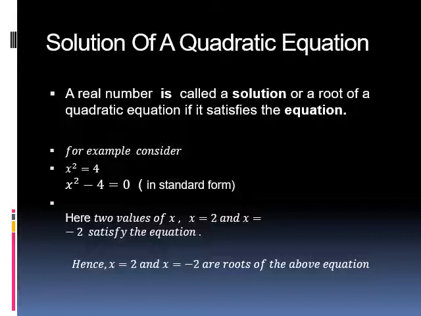Well students, we will understand the meaning of the word root using an example. Consider x squared equals 4. Yes, it is a quadratic equation, but we will first write it in the standard form by transposing 4 to the left hand side. So we have the equation as x squared minus 4 equals 0. If you note, the two values x equals 2 and x equals minus 2 both satisfy the equation. So we say x equals 2 and x equals minus 2 are the roots of the above equation.